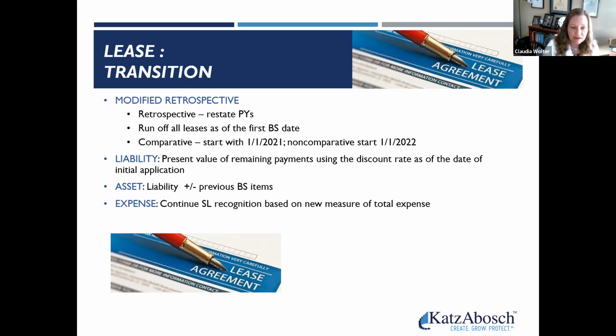And then in order to calculate the liability, as we've said, you take the present value of the future remaining payments using whatever discount rate you think is a practical borrowing rate as of the date of the initial application. And then the asset is that liability plus or minus any previous balance sheet items. So if you have deferred rent on your balance sheet from other assets in order to straight line them, that would be netted against the asset. And then the expense, you're just going to continue to straight line the recognition based on the new measurement of the total expense.